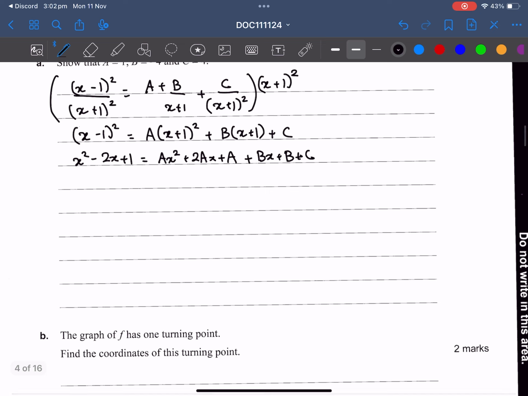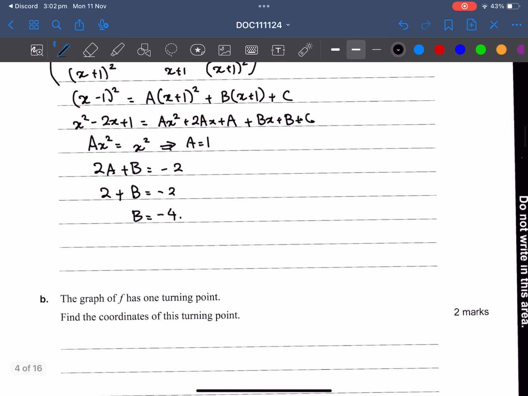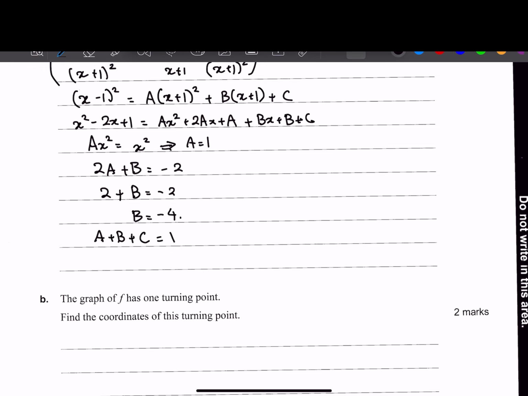Okay, so then that means that our ax squared is going to be x squared, which implies that a is equal to 1. The next thing we have is 2a plus b is equal to minus 2. Now we know that a is 1, so 2 plus b is equal to minus 2, b is equal to minus 4. The next thing is the constant, so a plus b plus c has to be equal to 1.